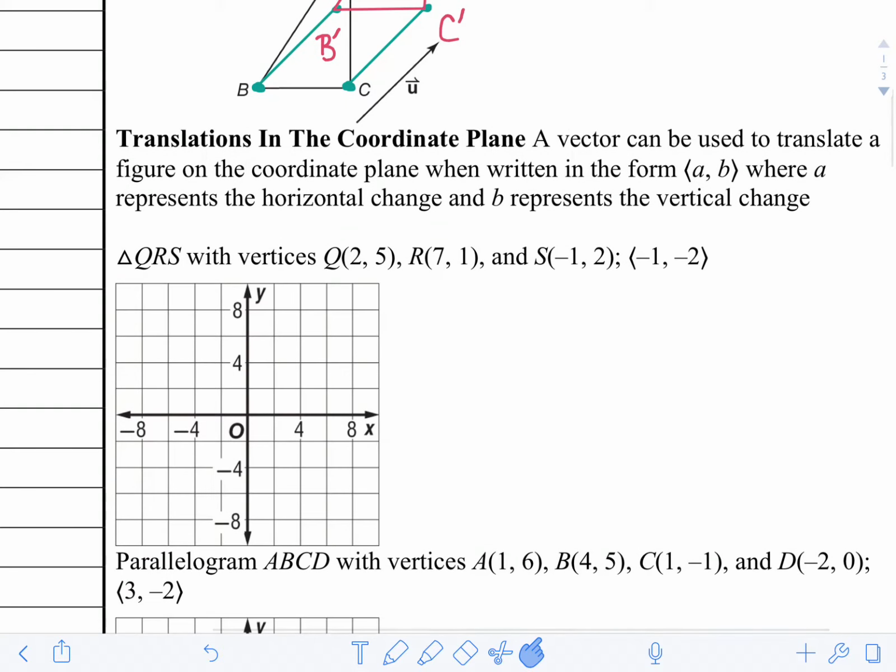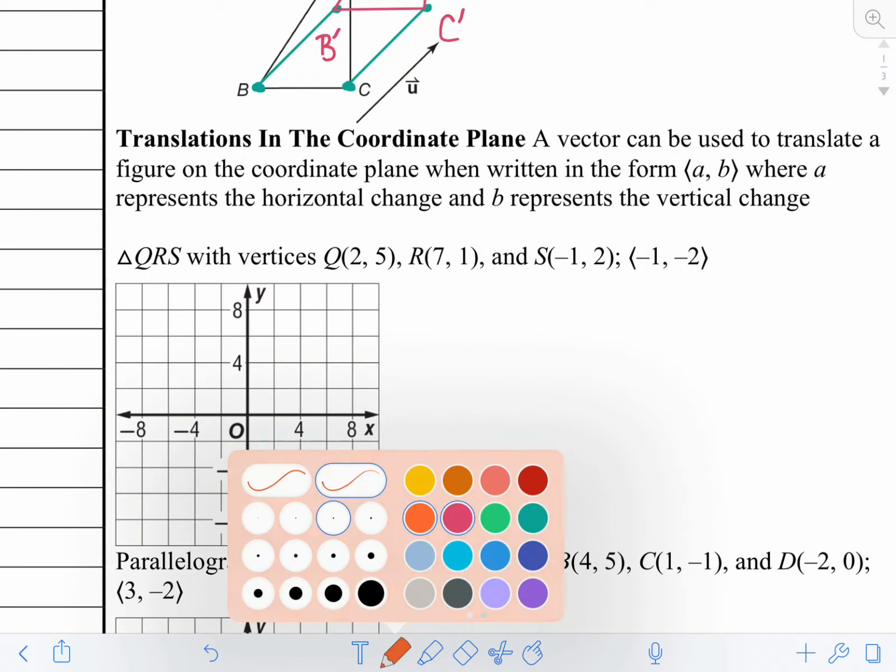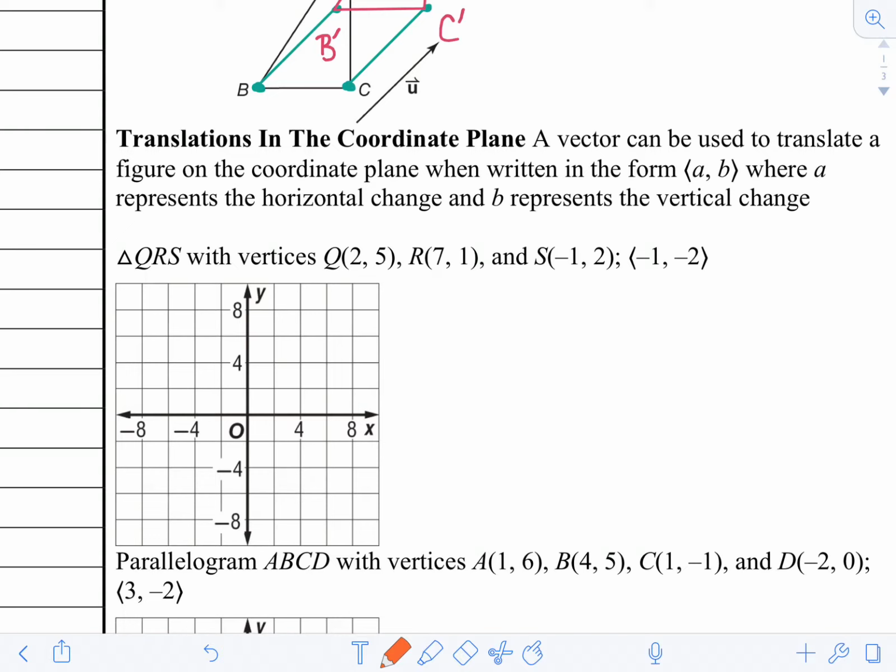Now we're going to do translations in the coordinate plane. The first thing says a vector can be used to translate a figure on the coordinate plane when written in the form ⟨a, b⟩. A is your horizontal change, b is the vertical change. We have a triangle, so we're going to plot the points. We have Q at 2, 5, so 2, then 5, right here in the middle.